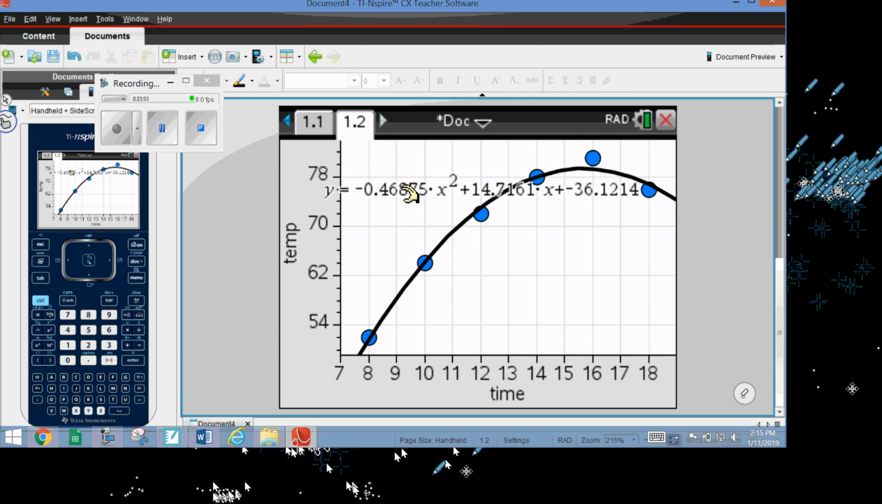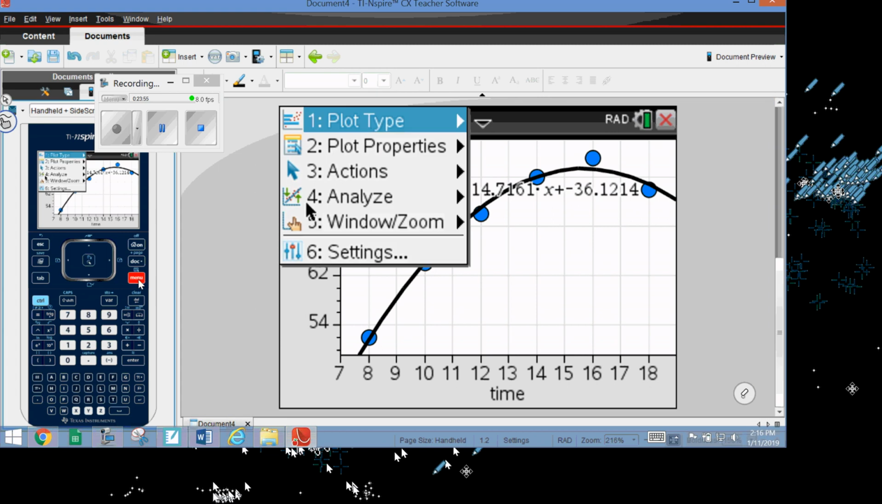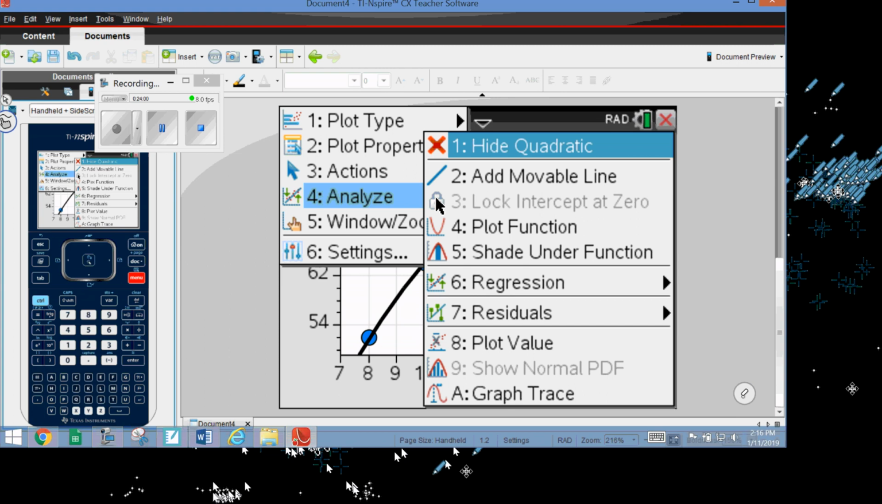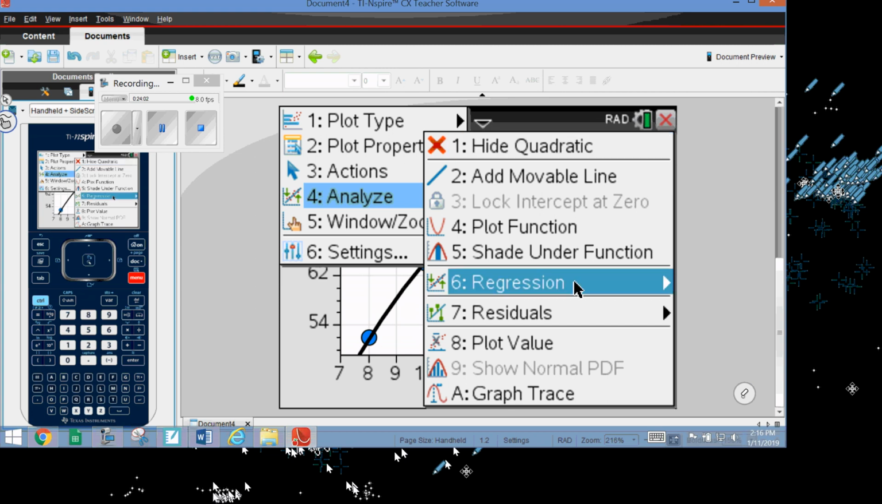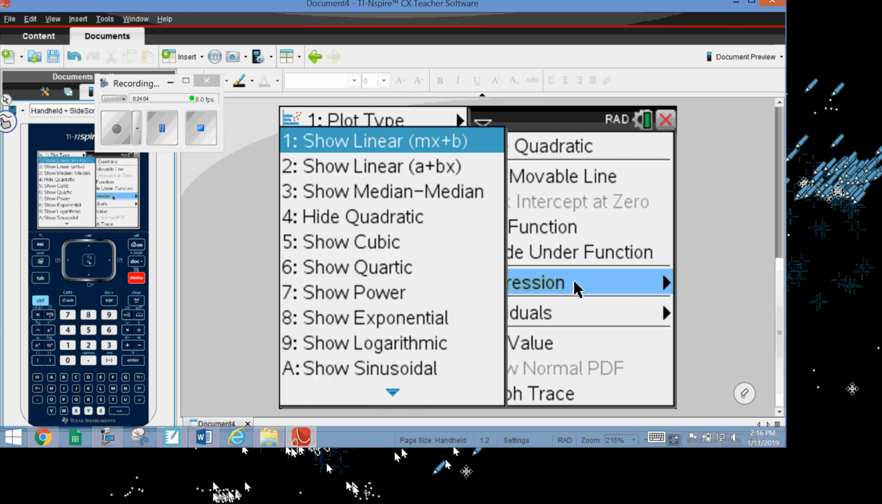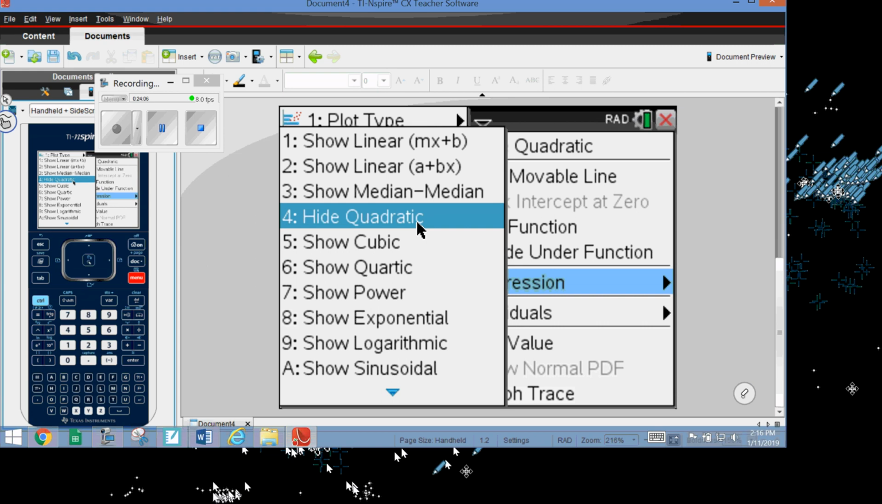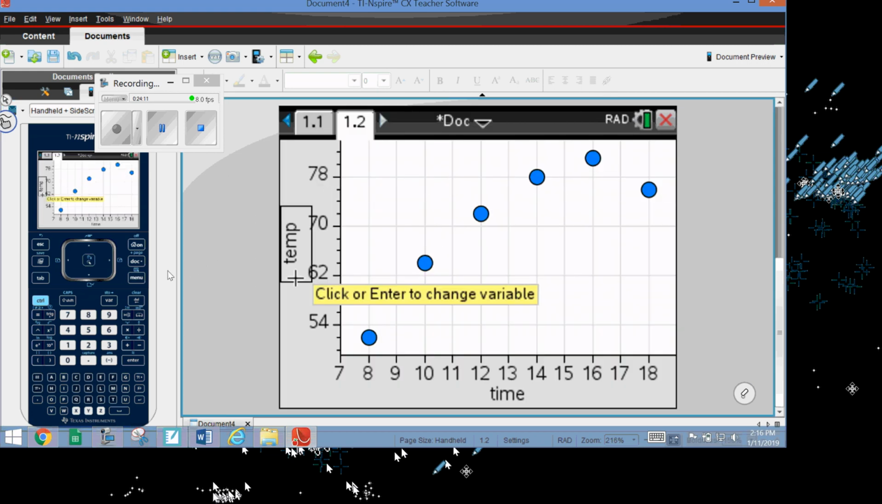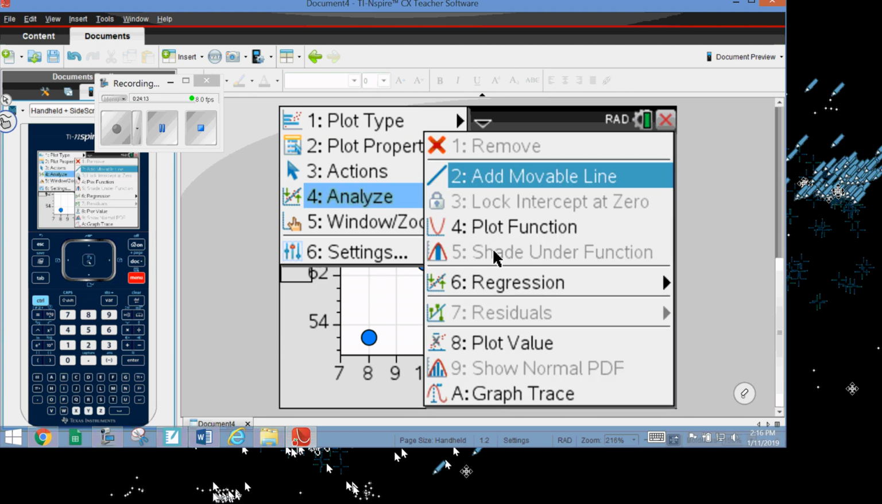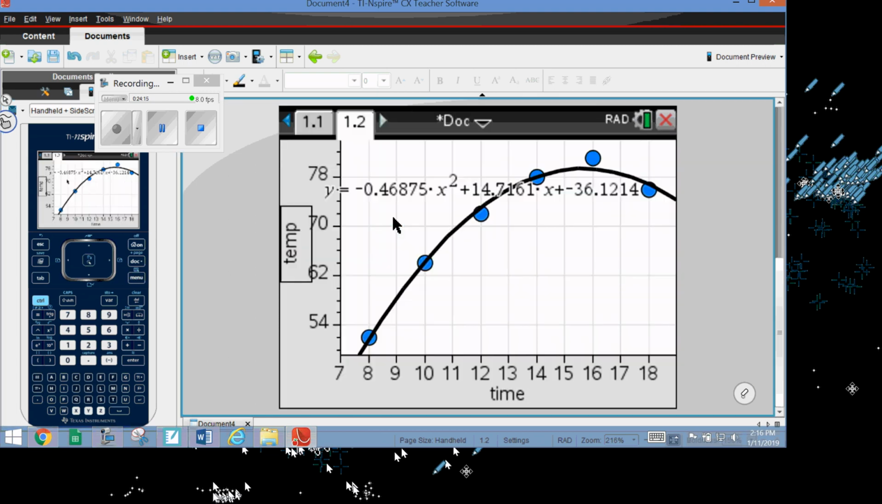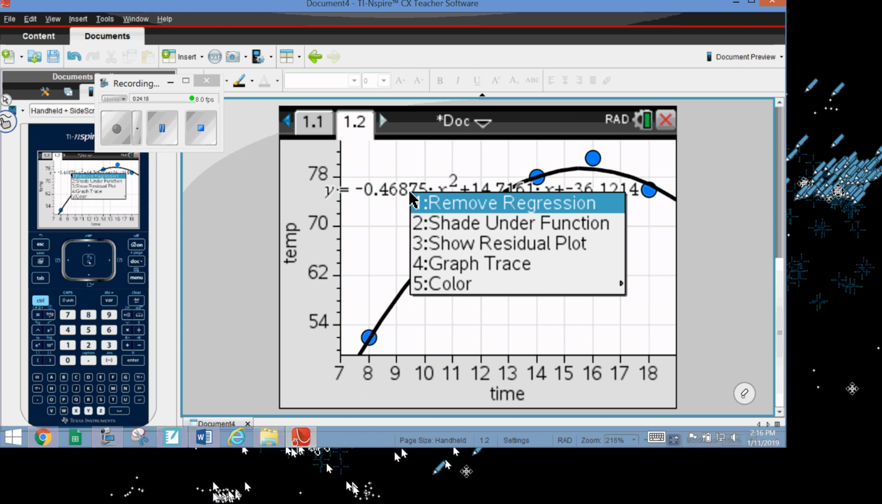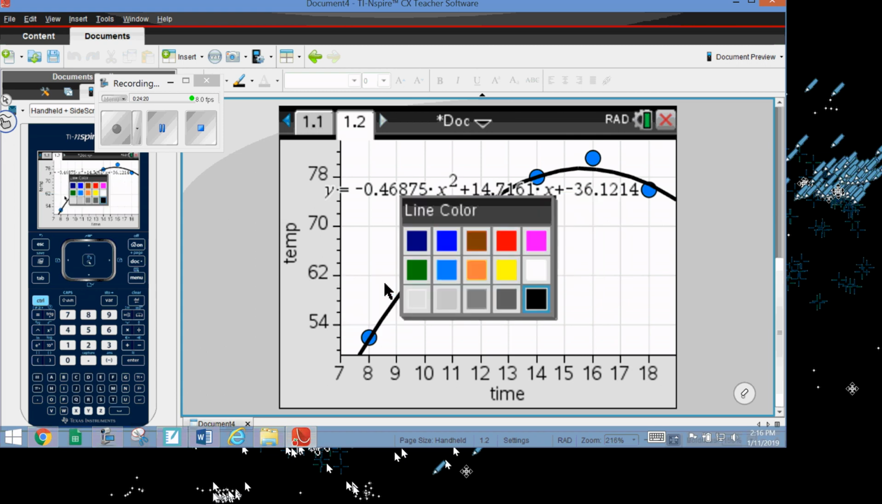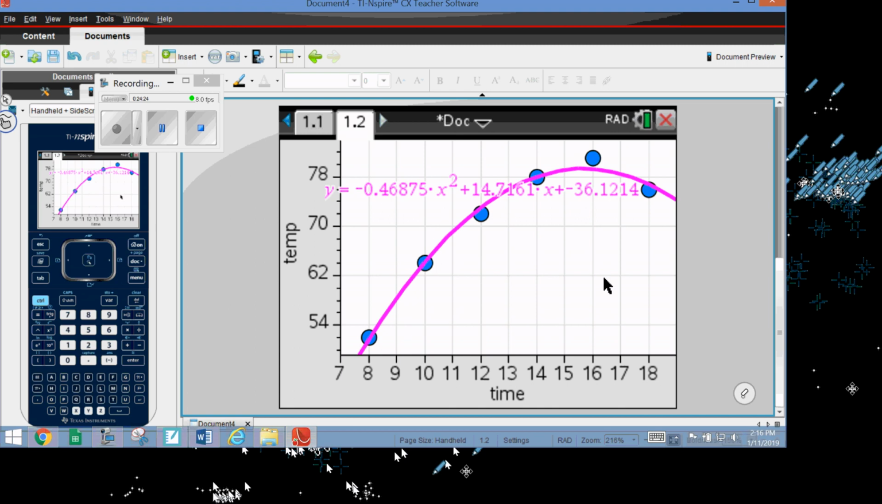How did I get that? So again, I'm doing that again. Menu, Analyze, Regression. When you do that, we can do that. Menu, 4, 6, 4. And you can also change the color. What color do you want? Pink? For sure, pink, maybe.